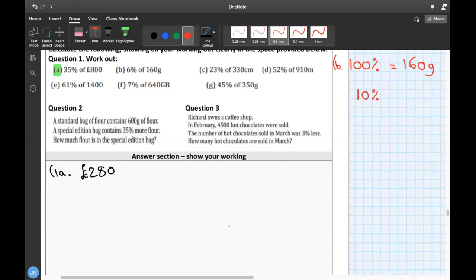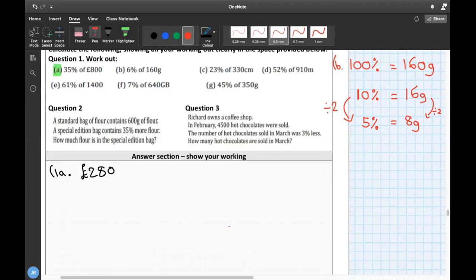You'll see why in just a moment. So 10%, I'm going to divide 100 by 10 to get to 10, so I need to do the same with my amount. It's going to be 16. I'm now going to find what 5% is. How do I get from 10% to 5%? I've divided it by 2. So I'm going to do the same with my amount. Divide that by 2. That gives me 8 grams.